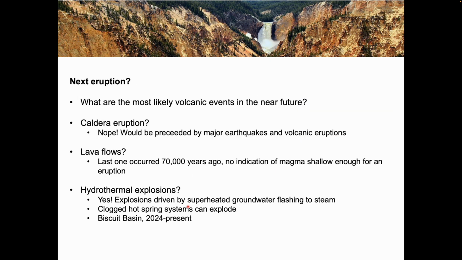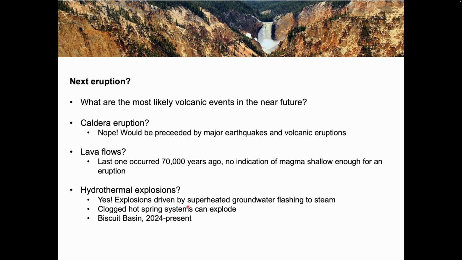So what are the most likely volcanic events in the near future at Yellowstone? Are we looking at a caldera eruption? Nope. We would be preceded by major earthquakes and volcanic eruptions for thousands of years before a major caldera eruption at Yellowstone. Would we see lava flows? Maybe. The last one occurred 70,000 years ago, but there is no current indication of magma shallow enough for a lava flow eruption to occur anywhere in Yellowstone as of the time of this recording.